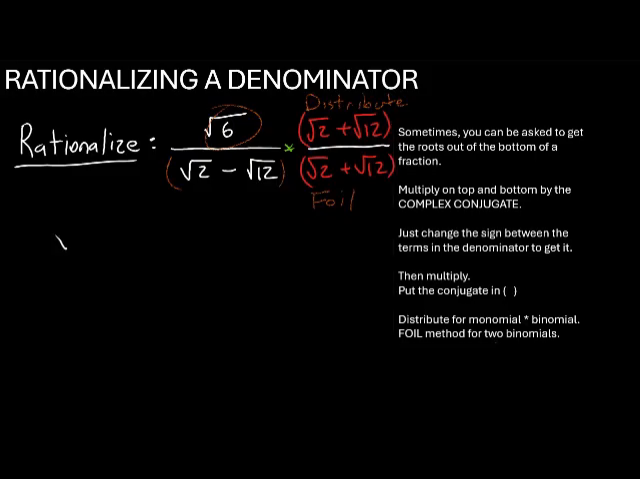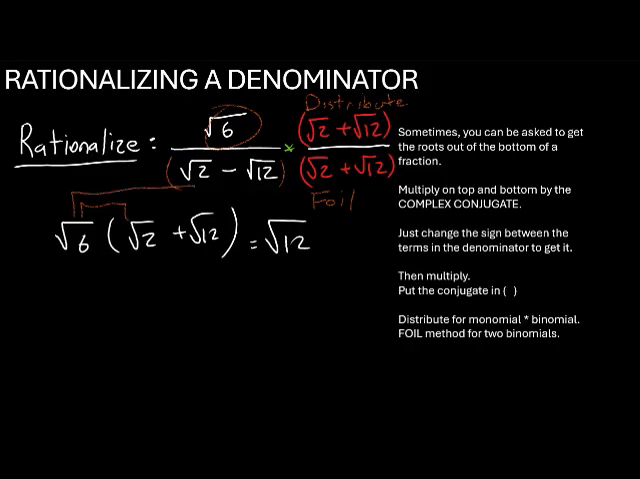We'll begin with the top and say square root 6 times square root of 2 plus square root 12. Square root of 6 times square root of 2 will give us square root of 12. And then we take the square root 6 times the square root 12, and 6 times 12 gives us 72. Therefore, that is our new numerator.